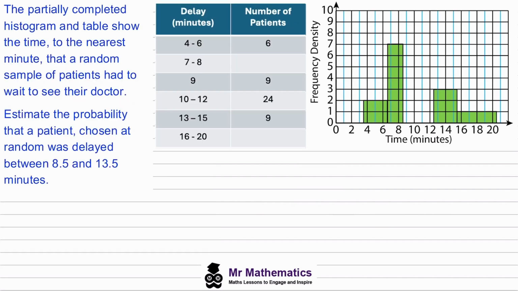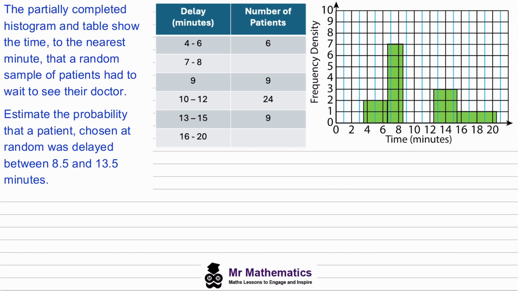So in this question, we're told that the partially completed histogram and table show the time to the nearest minute that a random sample of patients had to wait to see their doctor. We've been asked to estimate the probability that a patient chosen at random was delayed between 8.5 and 13.5 minutes.